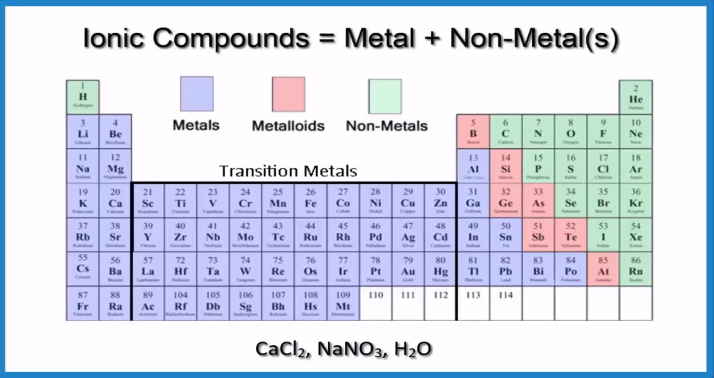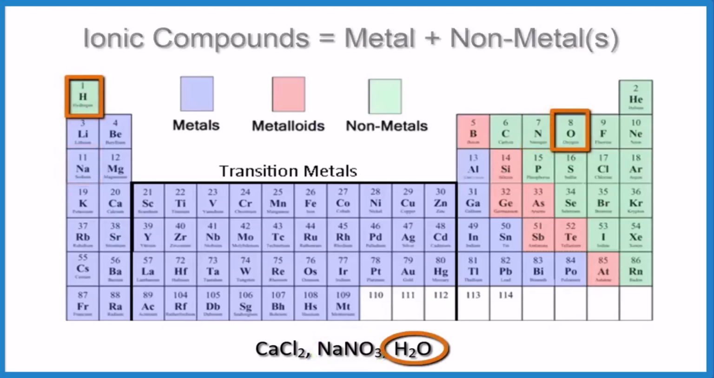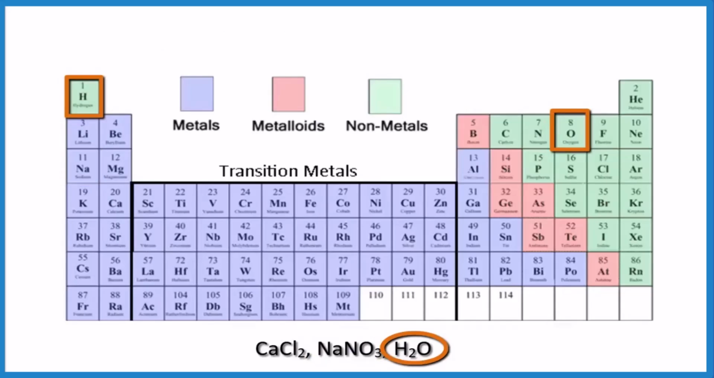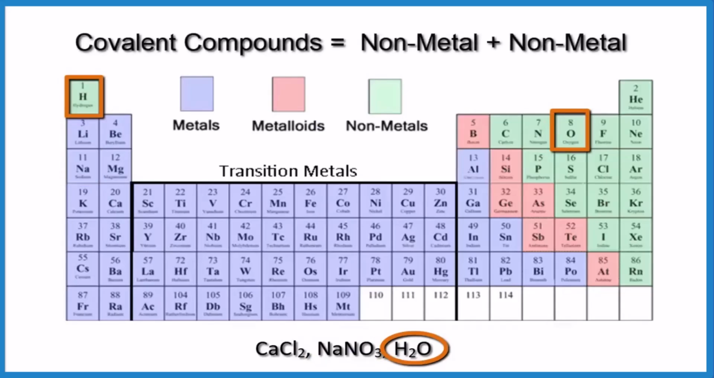For CaCl2, calcium, that's a metal. Chlorine, that's a nonmetal. So this is an ionic compound. For NaNO3, Na, sodium, that is a metal, and then we have N and O, nitrogen and oxygen, which are both nonmetals. Metal in a group of nonmetals, that's ionic. And finally, H2O, water. Hydrogen, that's the one we have to watch out for. It's a nonmetal. Oxygen is a nonmetal. So that's not an ionic compound.